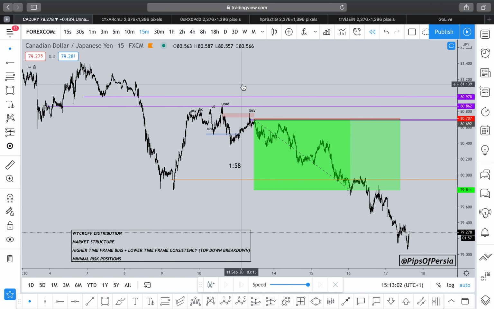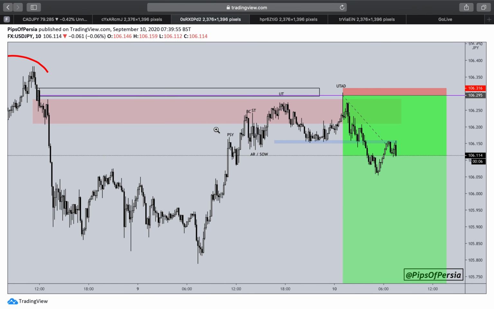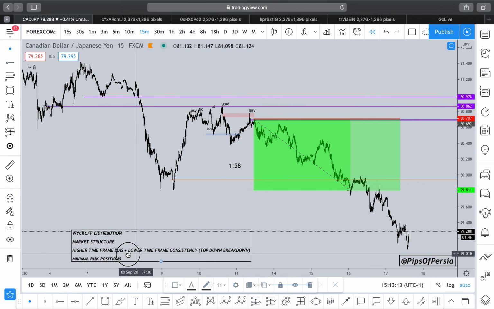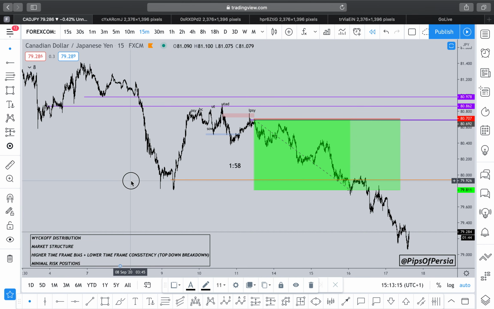Now, as I said, I was going to be covering a couple of scenarios on USD/JPY as well, another distribution that was looked at last week, but I will be recording another video on that later on, so stay tuned for that. That is a full breakdown of that CADJPY trade. I hope it made sense to you.